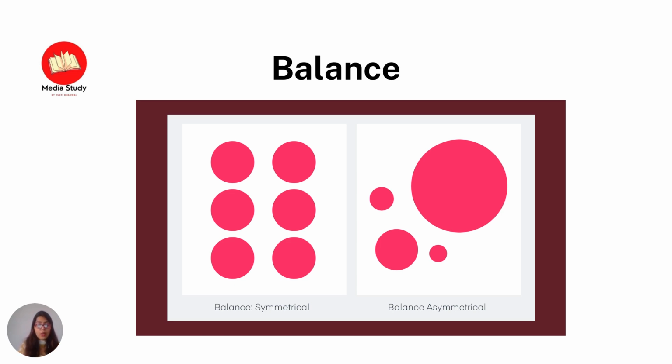In the images here on the screen, in the very first image, if we divide it into two halves, we have an equal number of circles on both sides. While in the image where it's written balance asymmetrical, if we divide it into two, we can notice the asymmetry among the elements of design. So balancing talks about the visual weight, and it is very important for us to balance our entire image or the elements that we use in our composition.